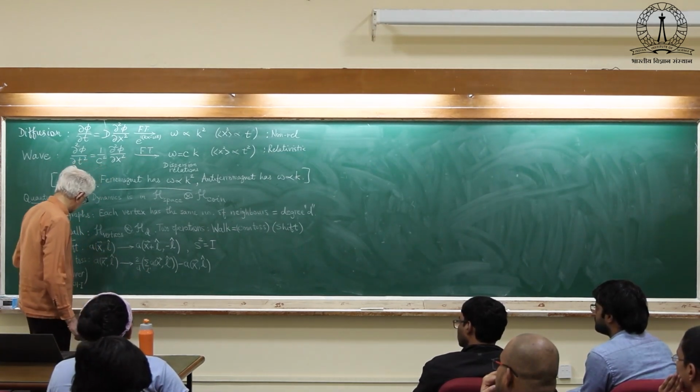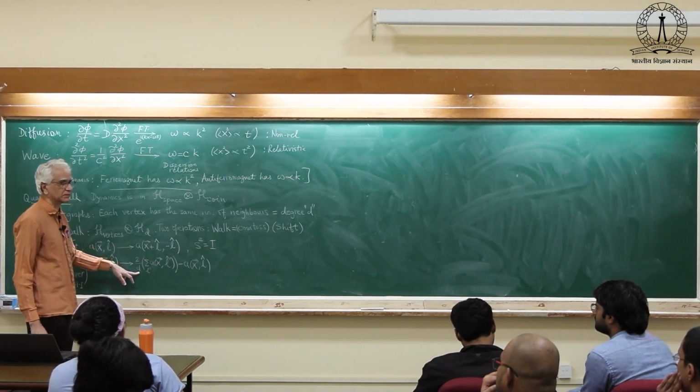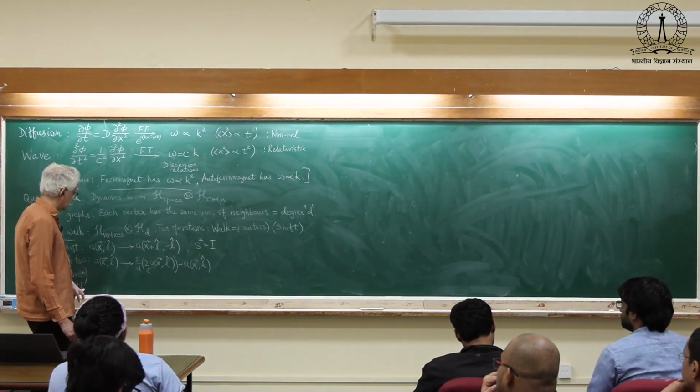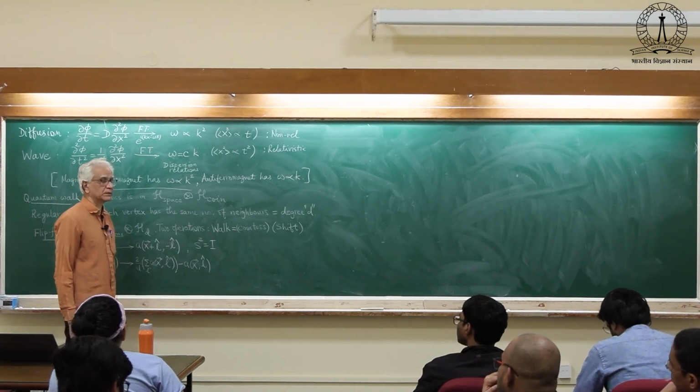1 over d is because this is an average. I have to, how many values of L prime are there? There are d of them. And this 2 is the same factor over here. And this identity is nothing but the amplitude, whatever it is.